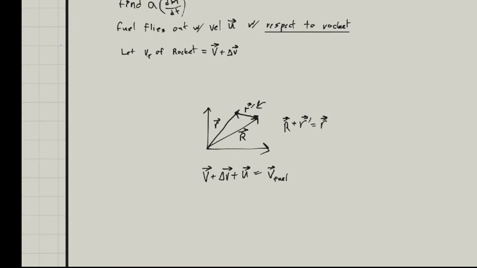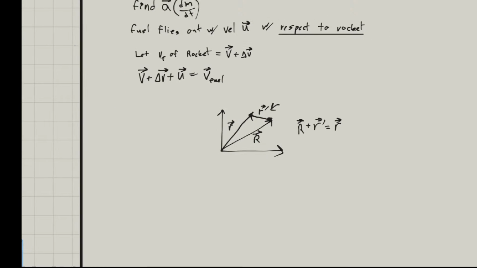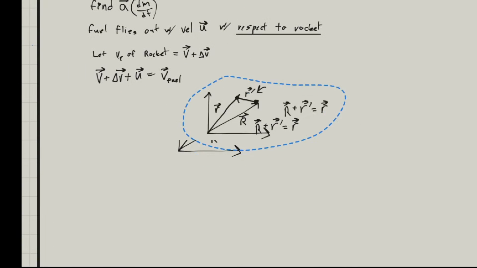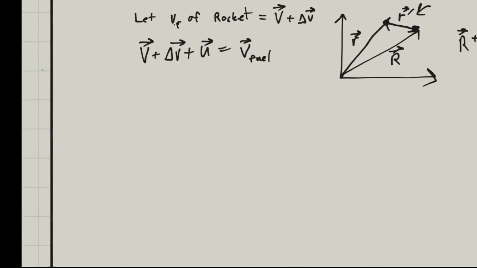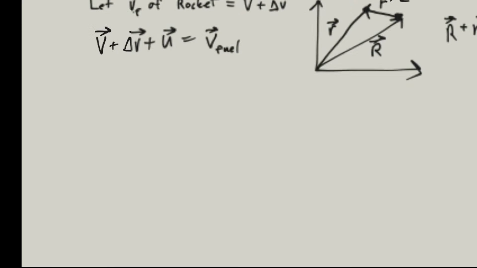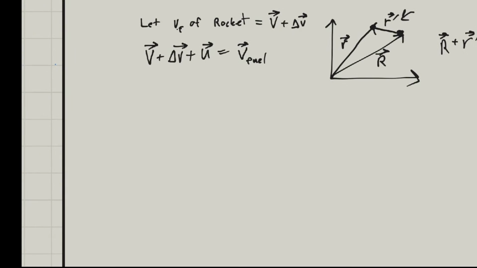Okay, so we got the velocity of the fuel. That's excellent. Let's bring this up here, and I'll leave this over here. That's how we got the velocity of the fuel. We just took a look at the positions, and then we found out how the positions related to each other, and then we took the derivative of all that.